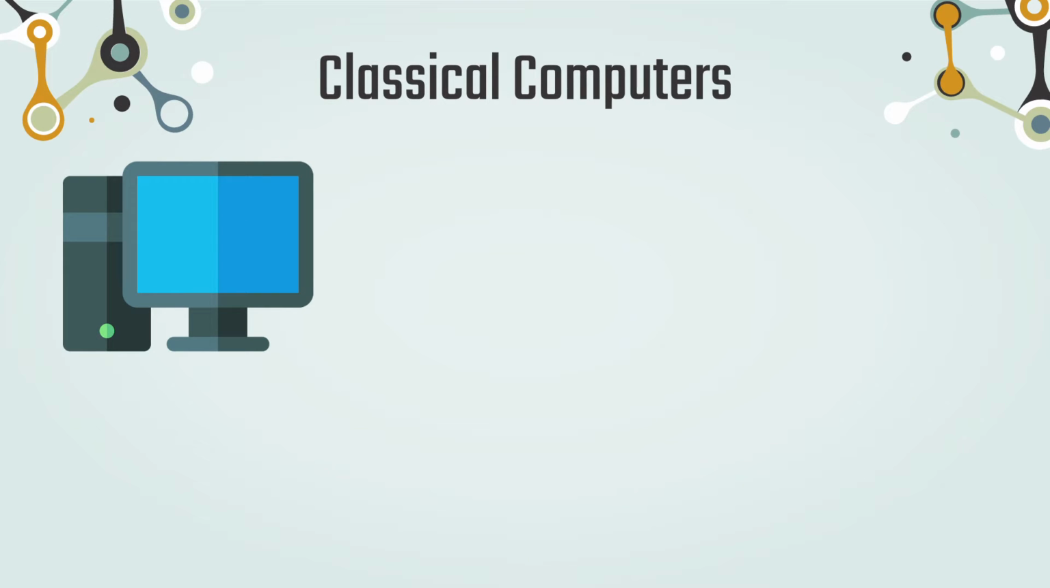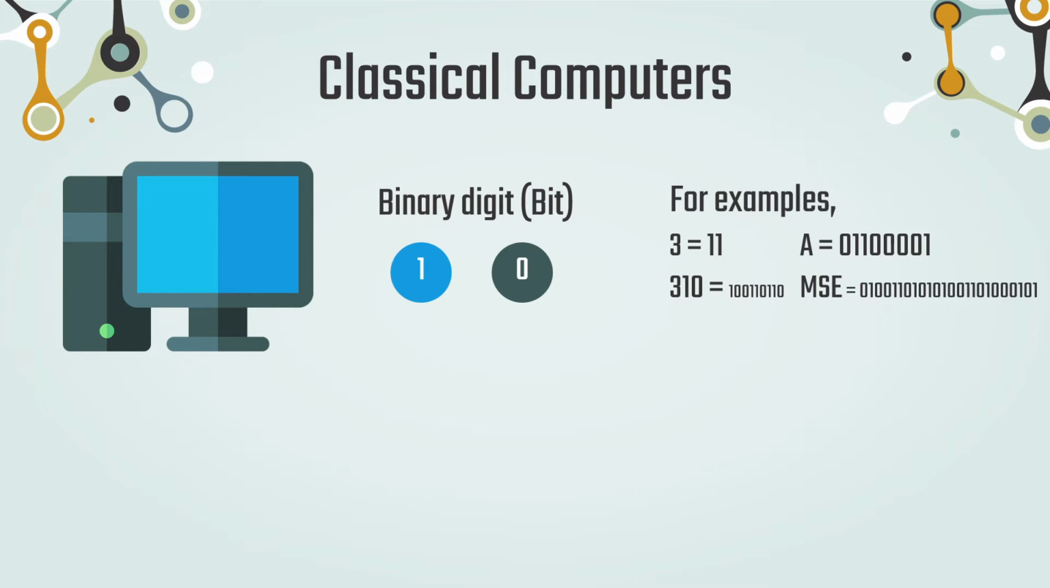Before I begin to talk about the quantum computer, let's go to the basics of classical computers. Classical computers use binary digits, or so-called bits, to store information. One bit can be 1 or 0. The principles are based on the binary system.